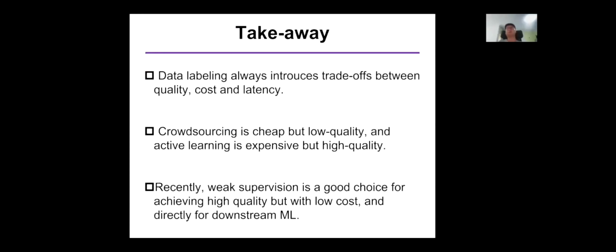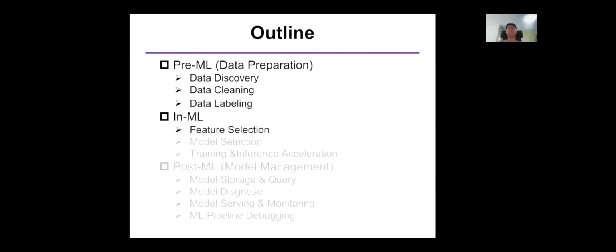So the takeaway of data labeling is that data labeling always introduces a trade-off between quality, cost, and latency. One of the typical labeling methods is crowdsourcing, which is cheap but low quality, and active learning is expensive but high quality. So recently, weak supervision is a good choice for achieving high quality but with low cost, and it is directly for downstream machine learning.